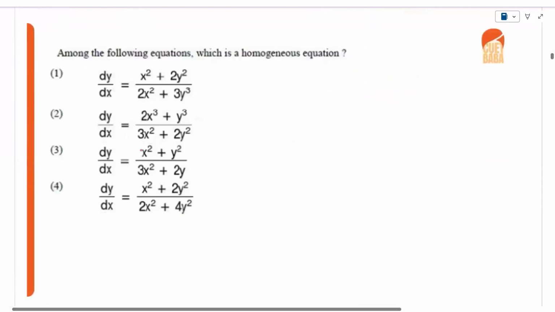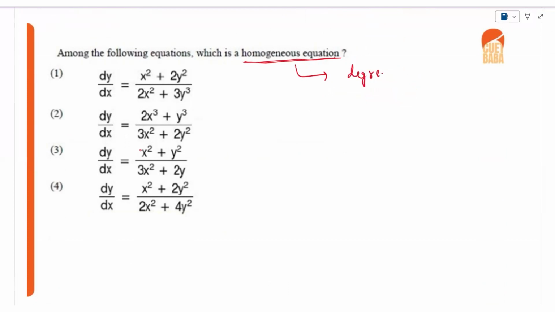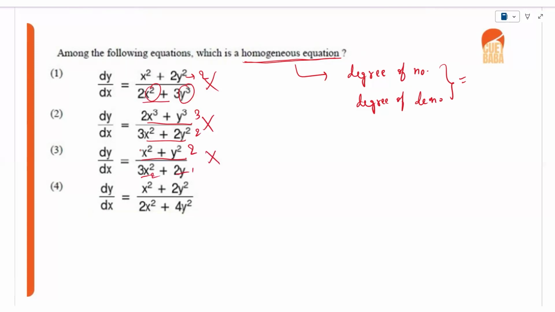Now in this question, it is asking to identify the homogeneous equation. Homogeneous equation means when degree of numerator and degree of denominator both are same, then our equation will be called homogeneous. So here degree of numerator is 2, degree of denominator is 2 for this one and 3 for this one. So it is not homogeneous. Degree for numerator is 3, degree for denominator is 2, not homogeneous. Degree for numerator is 2 and 2 for this one, 1 for this one, so not homogeneous.